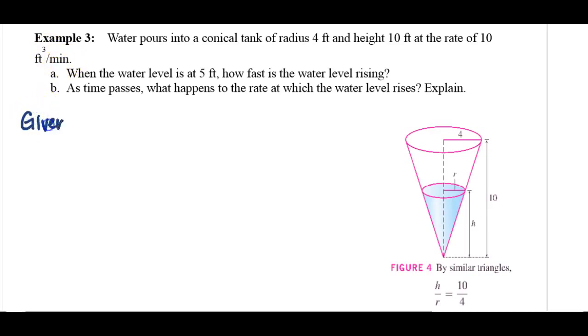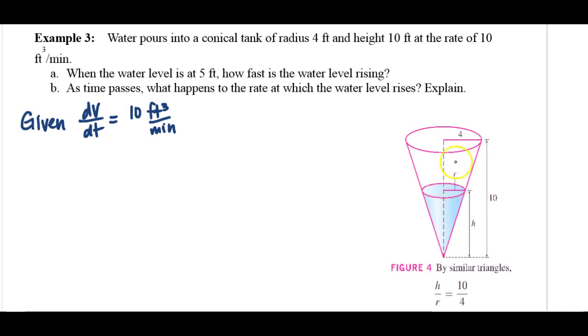So let's write down what we've been given. We've been given dV/dt, and that is apparent in the units: 10 feet cubed, so the rate of change of a volume with respect to time. So 10 feet cubed per minute. In part A, we're asked, when the water level is at 5 feet, how fast is the water level rising? So this blue portion here represents the water. The height of the water is a variable. It's changing, so we have to label it with h. And then we have a radius of the water that's changing, so we have to label that with r.